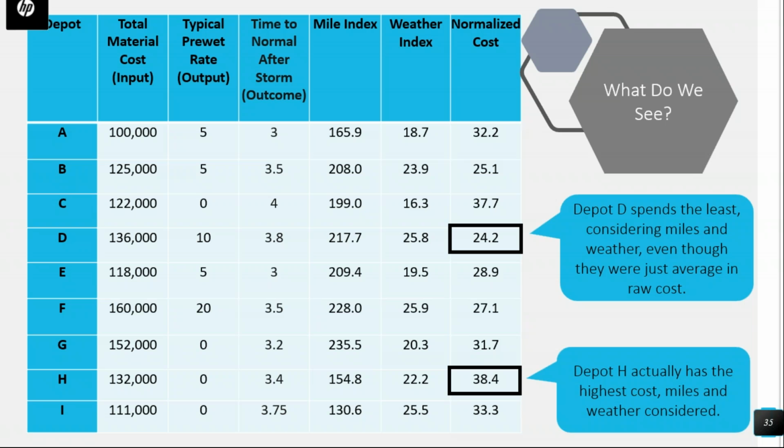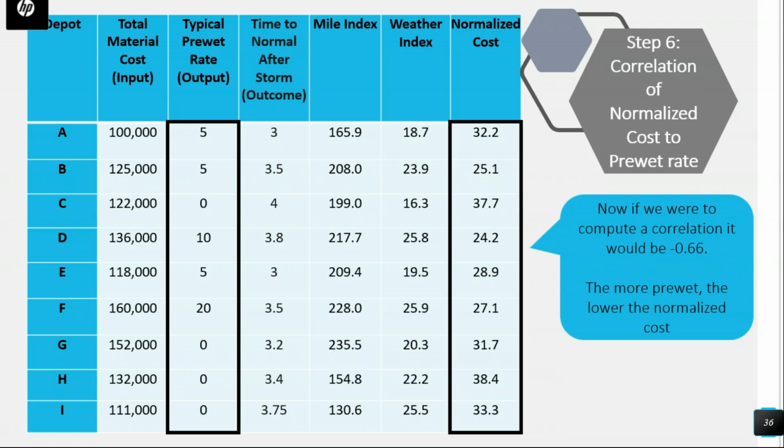But when you apply those normalization factors, an interesting thing happens here in that you actually see that Depot D is our new lowest spender when you consider their miles and the weather they have to take care of, even though they were pretty much average in the raw cost. And contrariwise, Depot H has now taken the crown for the highest cost, miles and weather considered, even though it was pretty middling when you just look at the total, the raw costs. So this is where you start to see some pretty interesting patterns come out.